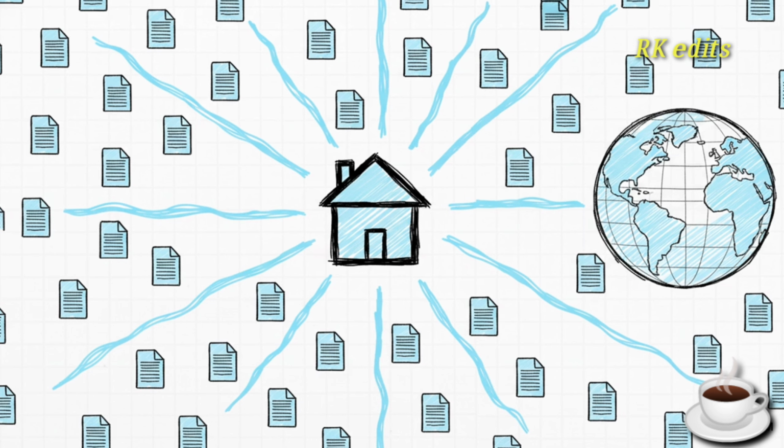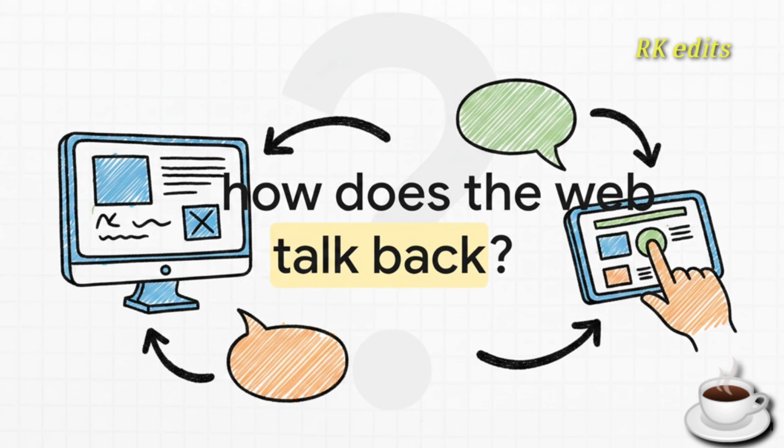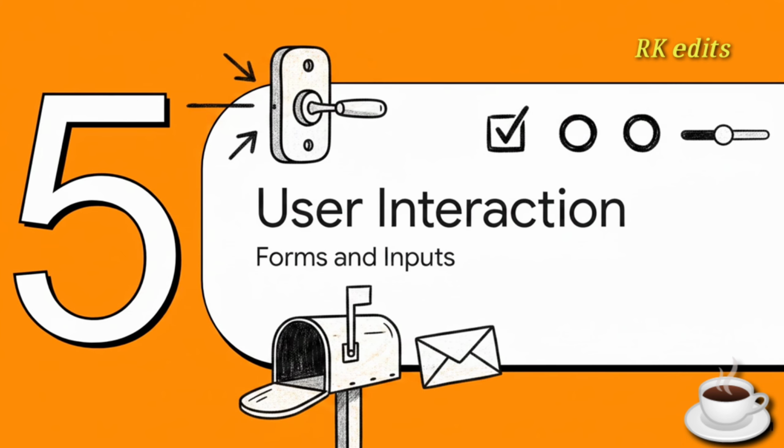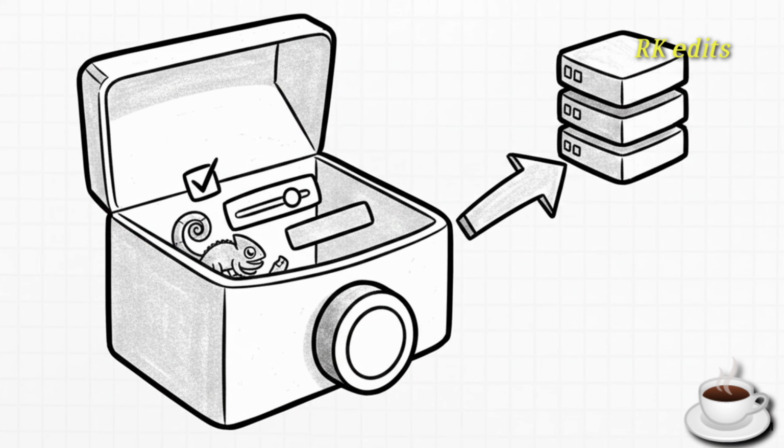Up until now, everything we've built is pretty static, right? It's a one-way street. The browser displays the blueprint, the text, and the images, and the user just sits there and consumes it. But how does the web talk back? That brings us to our final stop, Section 5, Forms and User Interaction. These tags right here are the doorbells, the levers, and the mailboxes of our digital house.